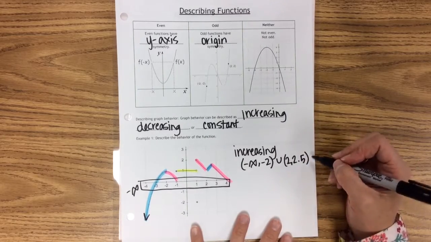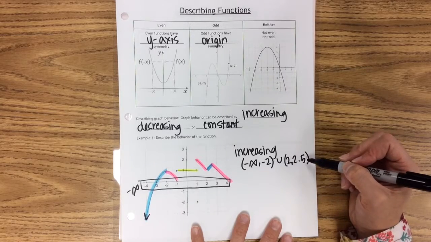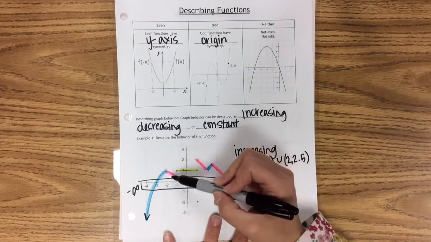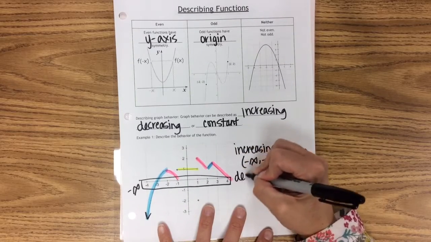So I'm using interval notation, which means from here to here. And then the u means and. Now we'll do the decreasing. There's going to be 3 intervals for decreasing.